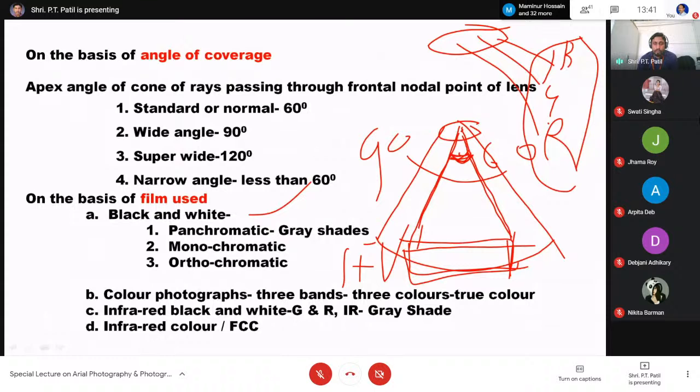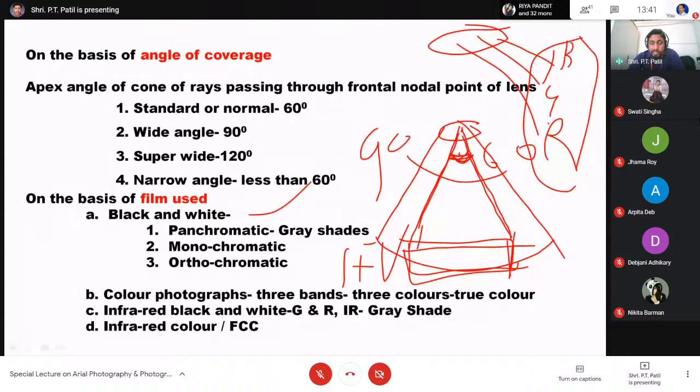So most of the photographs given to you for interpretation purposes are panchromatic, because blue, green, and red bands were used, and all the true colors were represented with the help of gray shades. That's why they are known as panchromatic aerial photographs. Aerial photographs generally used for photogrammetry or analysis purposes are standard angle panchromatic black and white aerial photographs. Then monochromatic aerial photograph.